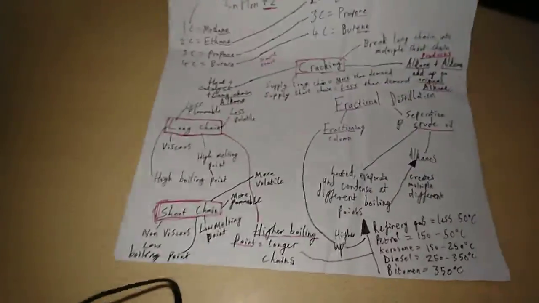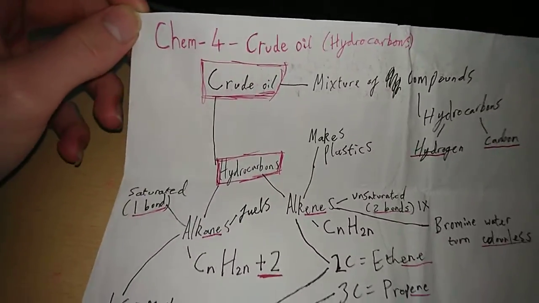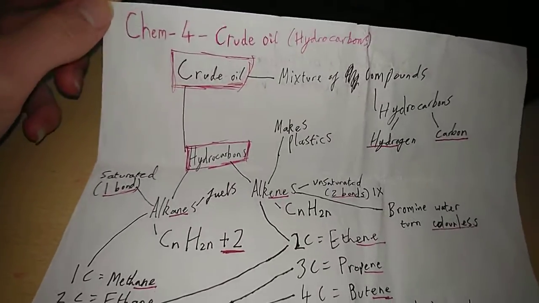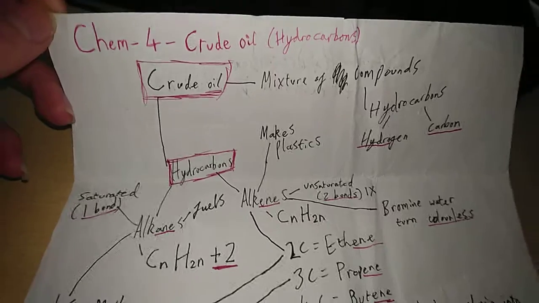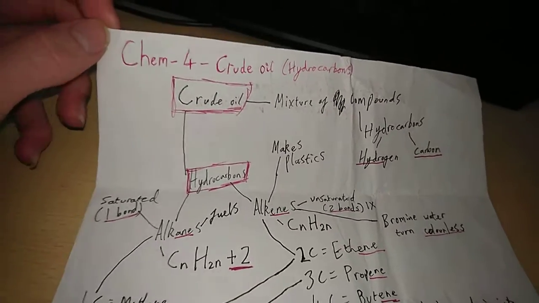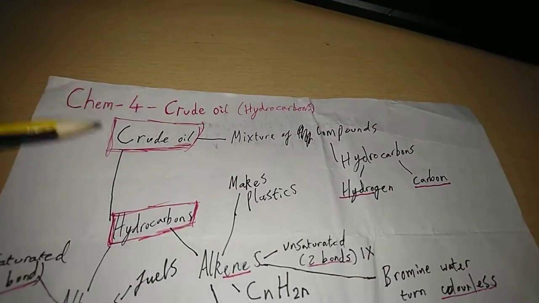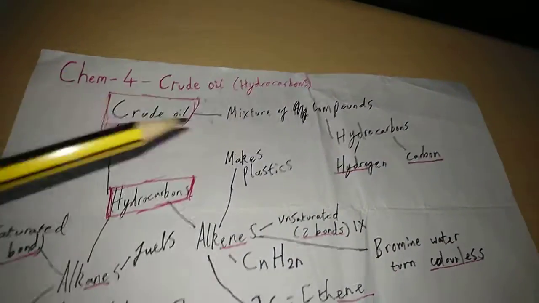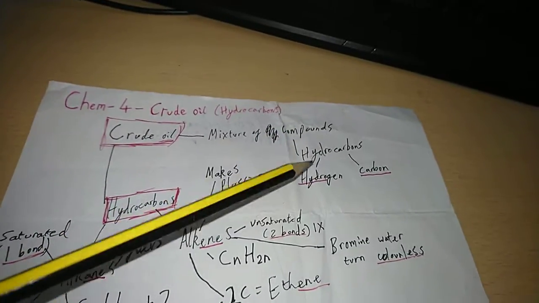This is Chemistry AQA GCSE Revision 4, Crude Oil (hydrocarbons). So, what is crude oil? Crude oil is a mixture of compounds, the compounds of which are hydrocarbons. They're called hydrocarbons because they contain hydrogen and carbon.